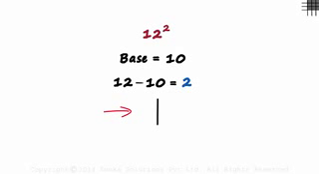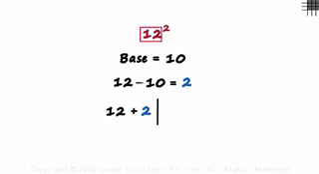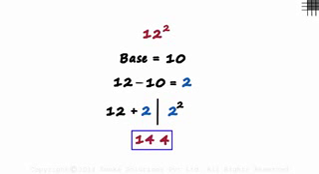On the left, we write the sum of the number and the difference. That will be 12 plus 2, sum of the number and the difference. And on the right, we simply square the difference. It will be 2 squared. 12 plus 2 is 14 and 2 squared is 4. We have the answer. 12 squared is 144.